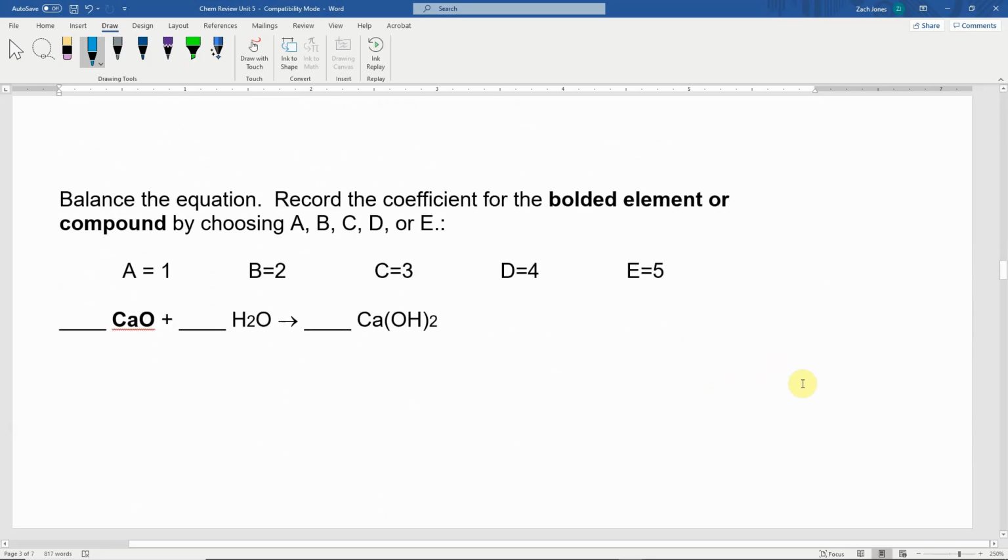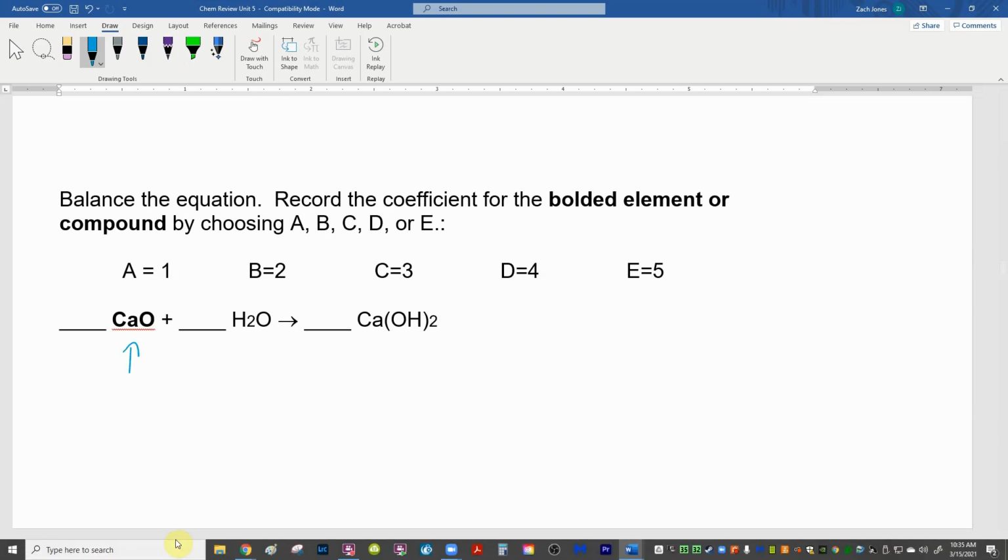Let's try this one. A little bit harder, by the way. The reason I think this one's harder is because O is in two places on one side. You remember those are the harder type. But write it out on paper, balance the whole thing, and then choose your answer based on what goes there.